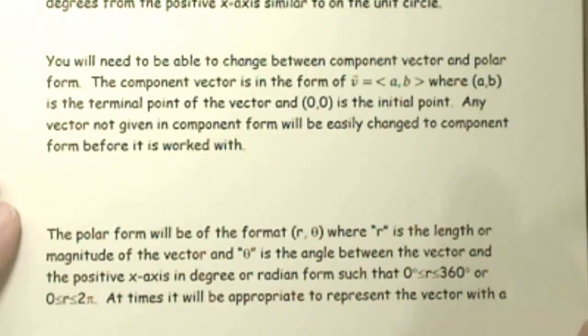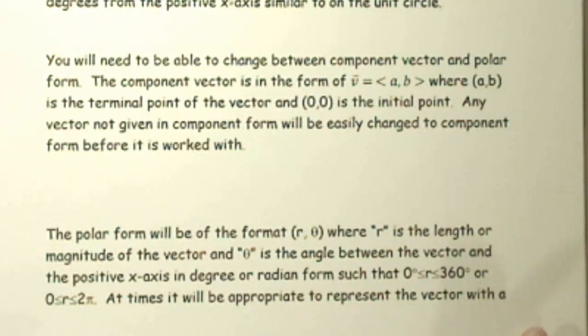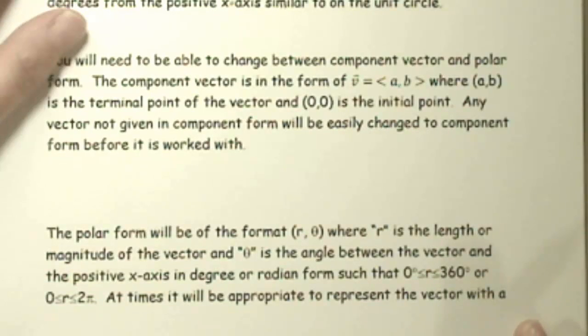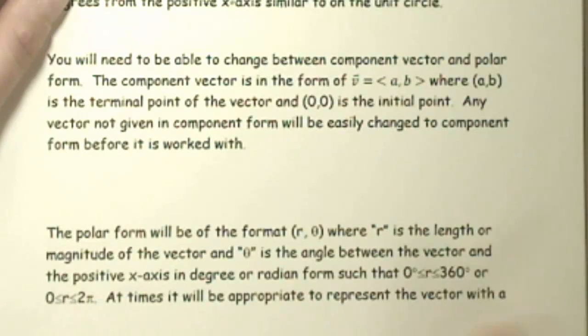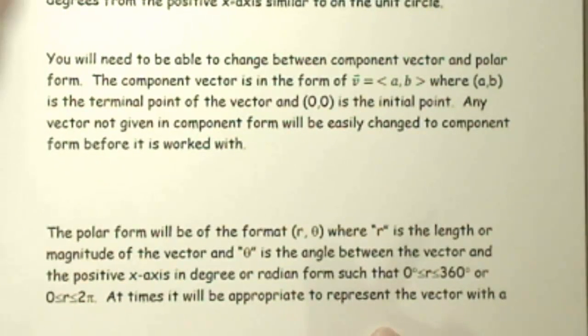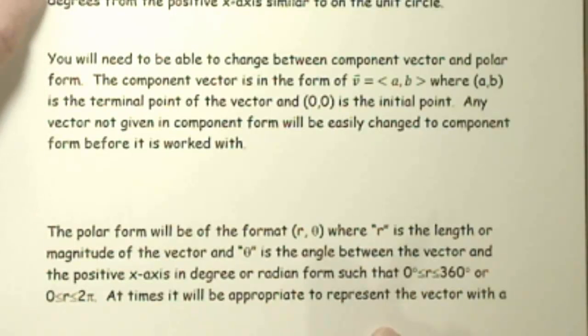At times when we're doing navigation problems, we will want to give compass directions. So again, we may not say something like 300 degrees from the positive x-axis. We may say it's 60 degrees south of east. So it just depends on the context of the problem, which would be more appropriate.